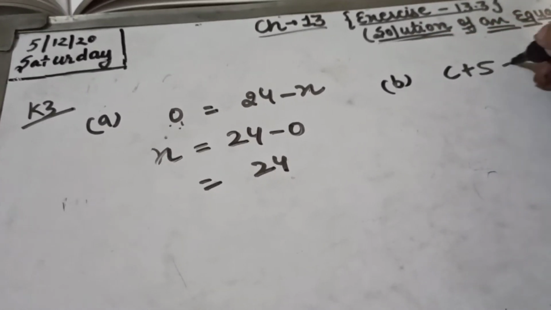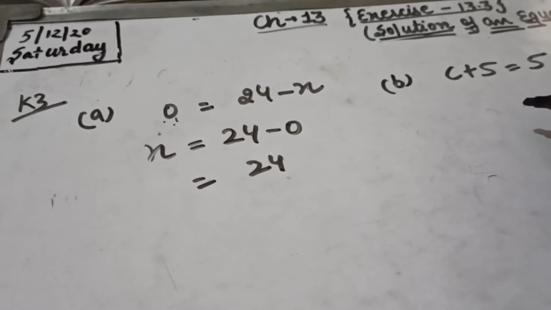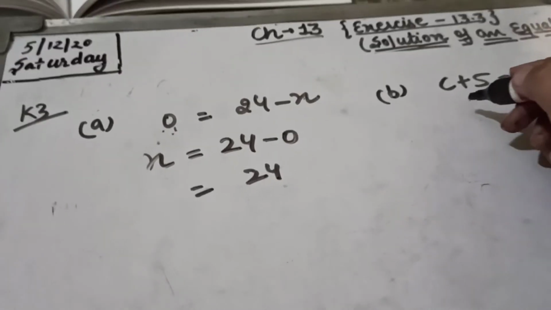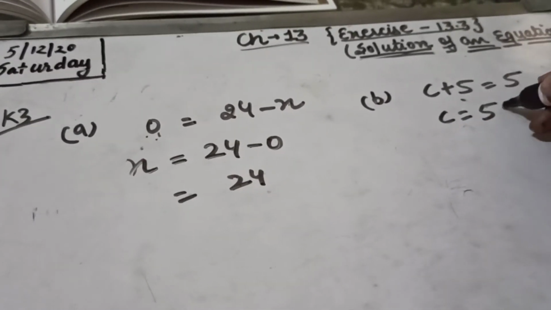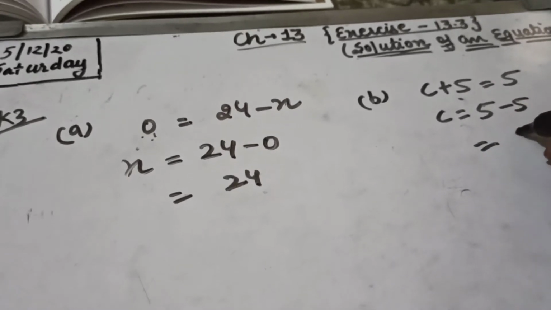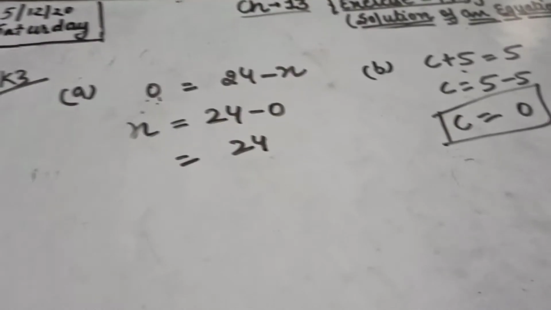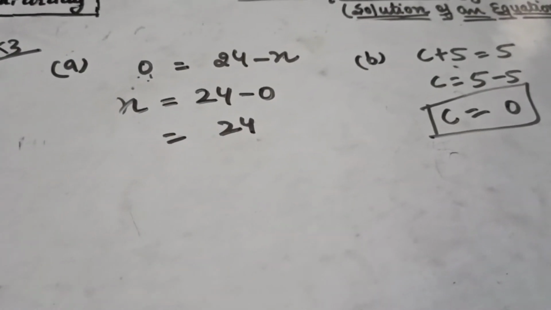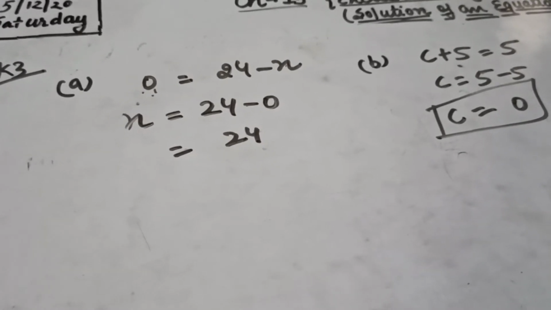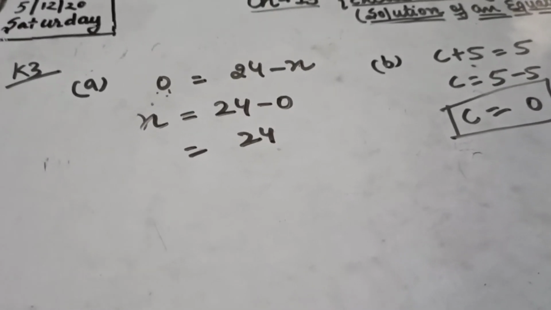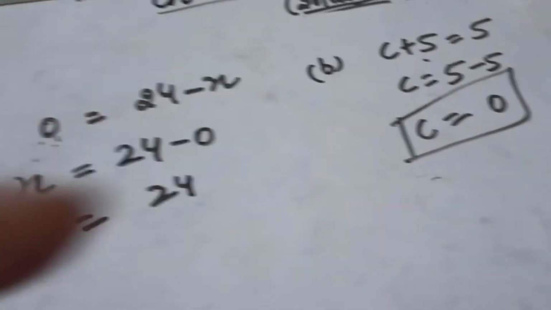c plus 5 equals 5. Right? So c equals 5. This side plus, it goes this side minus, and it equals 0. c equals 0. So this is the way to find the solution of the equation by the transposition method. Clear? After this, the next one is fourth.